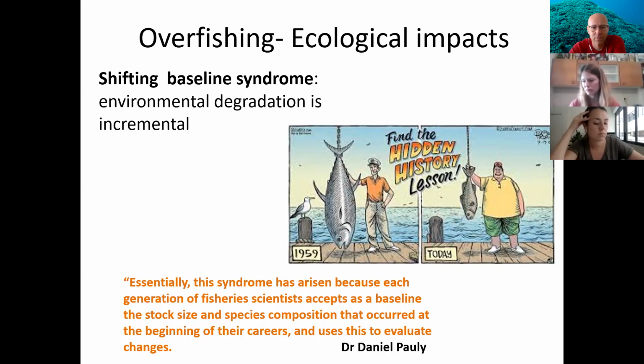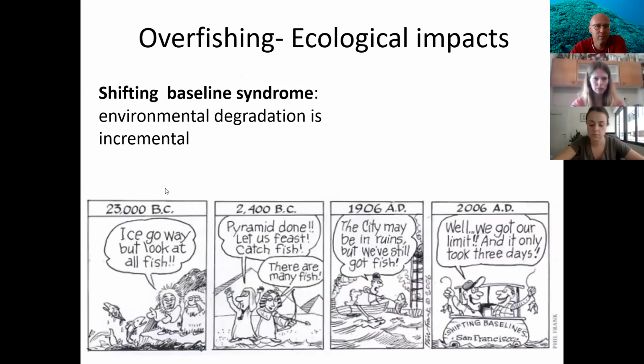That was introduced by Daniel Pauly, who said that scientists who learn about these things do it all relative to when they started their career. So fishery science accepts as a baseline the stock size and species composition that occurred at the beginning of their career, and uses this to validate the changes. We don't really know what happened a long time ago, especially if we haven't been born in 1959 and conscious at the time. What we need is good baselines to make good assumptions of what's going on, and to understand that there's a limitation in how we look at things.